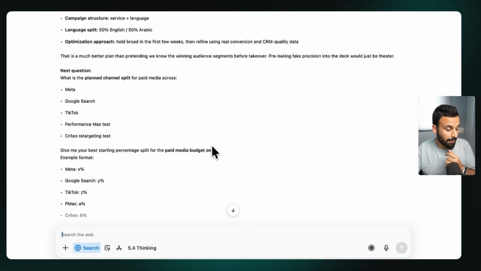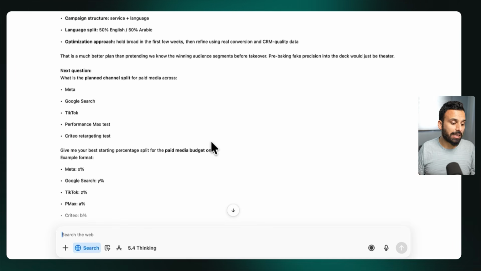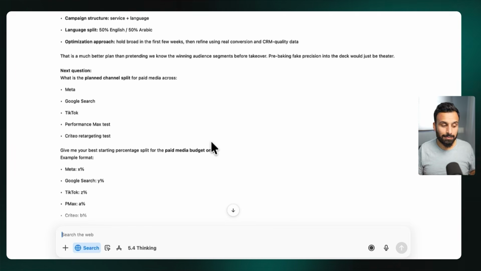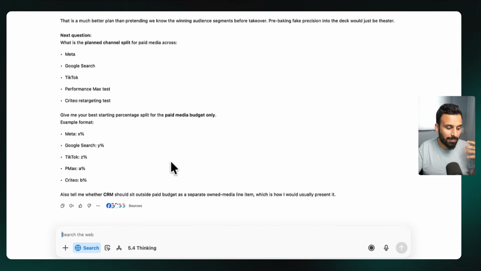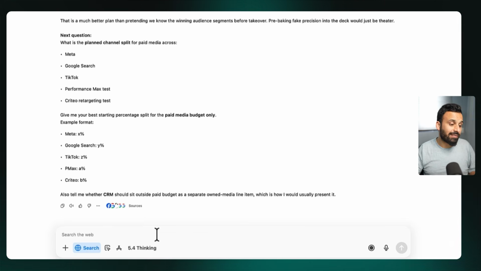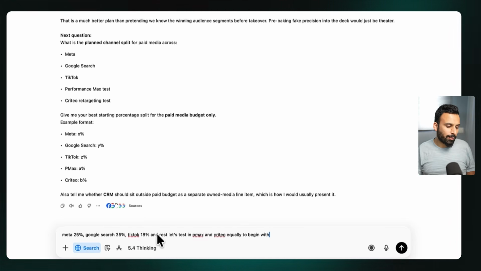Okay, now it's asking what the planned spend on each channel is. What we can do is say, okay, you suggest something, but we already know the limits of each channel, what has been best performing, and the overall ROAS. So I'm giving those inputs here as well. Okay, Meta 25%, Google 35%, TikTok 18%, and for the rest let's test PMax and Criteo equally to begin with, because this is what has been working. So we will start with this and then make changes, as I said, after the third or fourth week in the media plan. But this is what we will begin with.